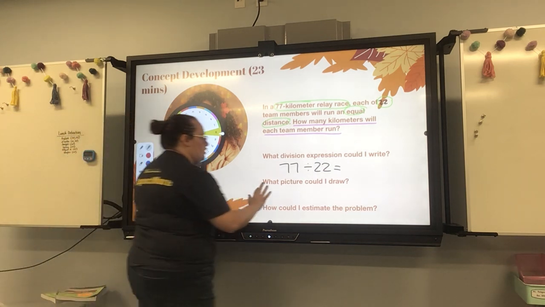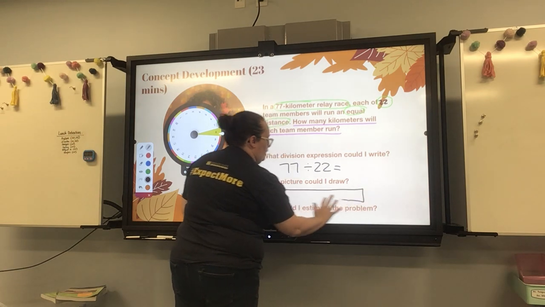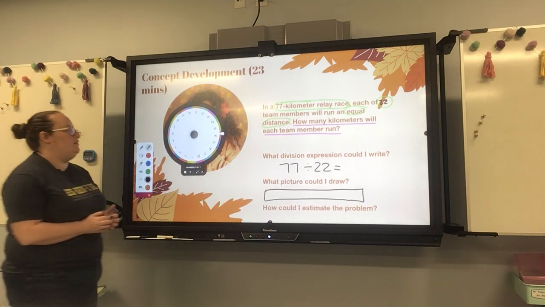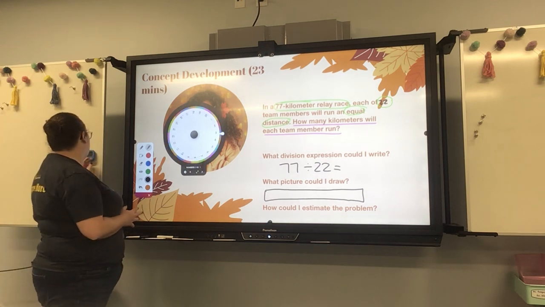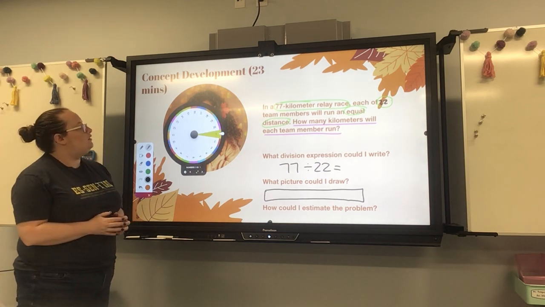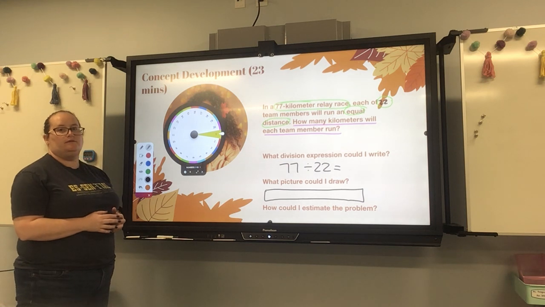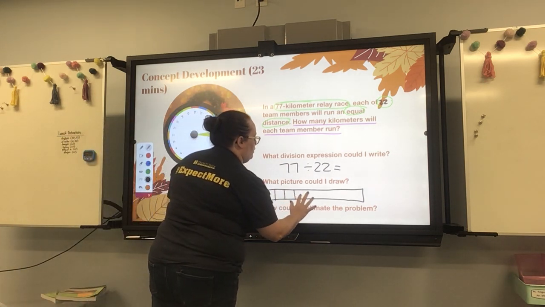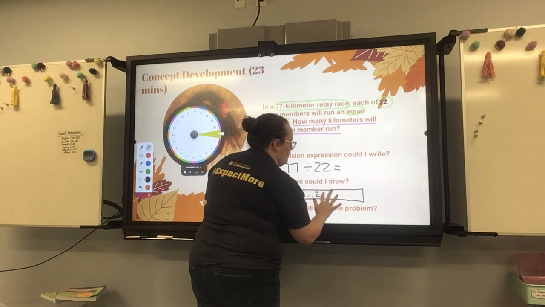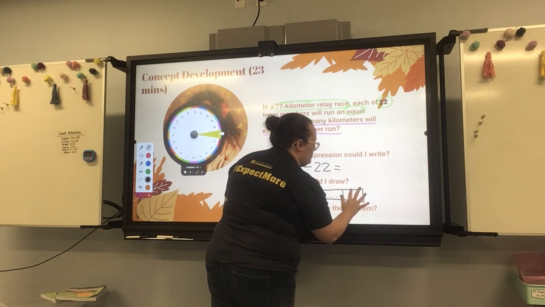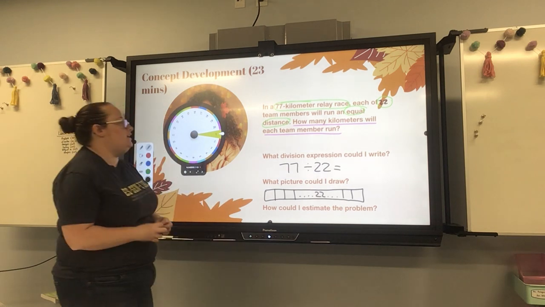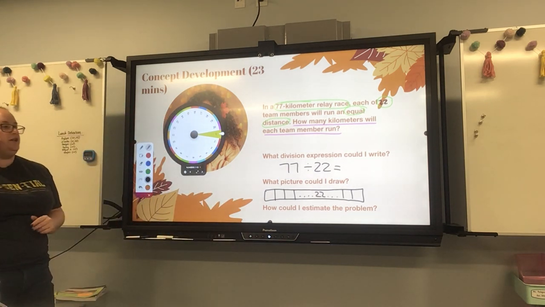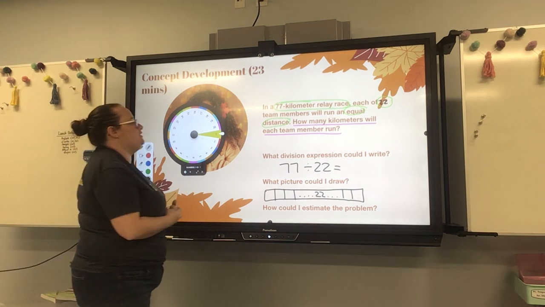Very good, I could draw a strip diagram. How many boxes would I have in my strip diagram? Very good, I would have 22. I'm going to do my dot, dot, dot, because I don't want to draw 22 boxes. Nobody's got time for that. I have 22 boxes because there's 22 team members. Each box is for a team member.